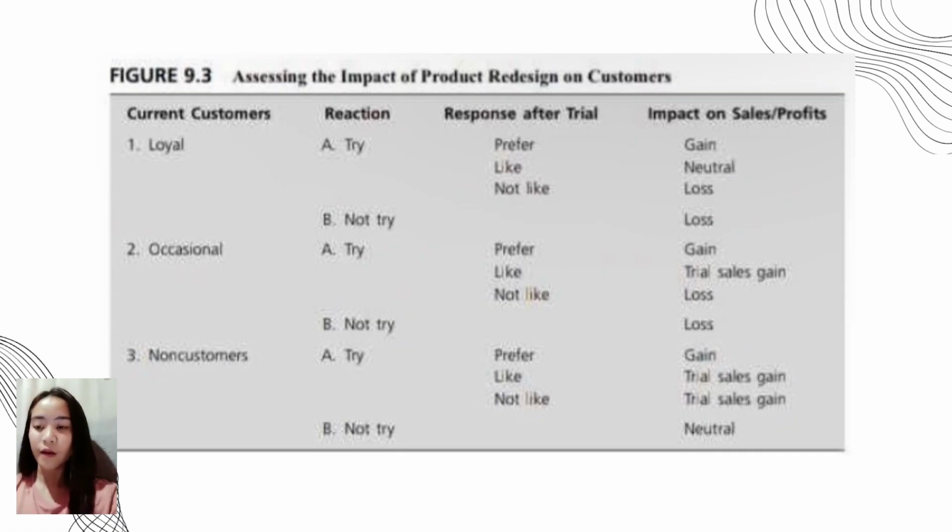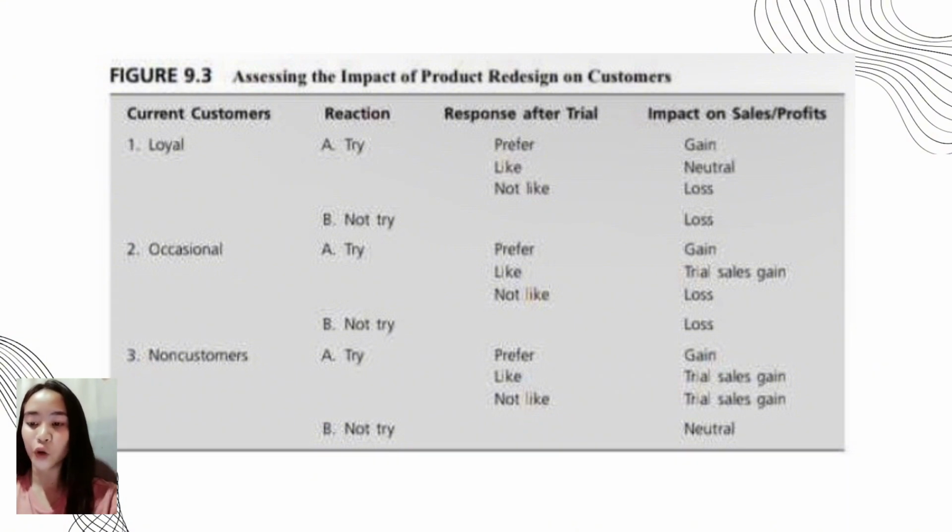So next, the basic dilemma can be considered by using the typology in figure 9.2. The task begins by assessing the number of loyal customers, occasional customers, and non-customers who might consider trying a version of a new product.